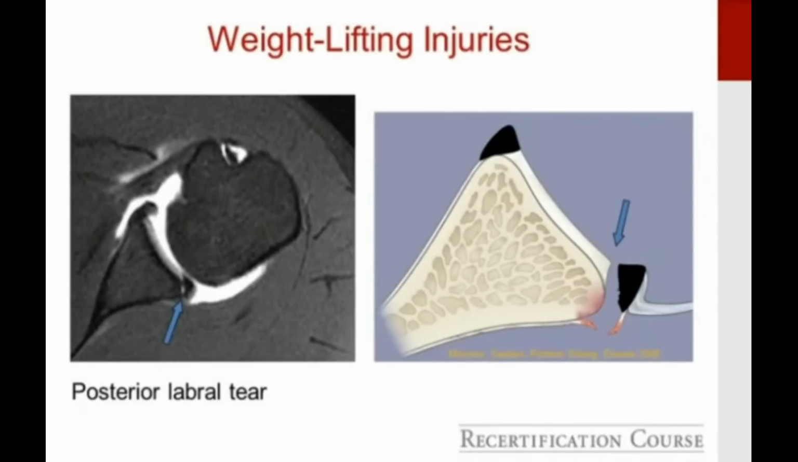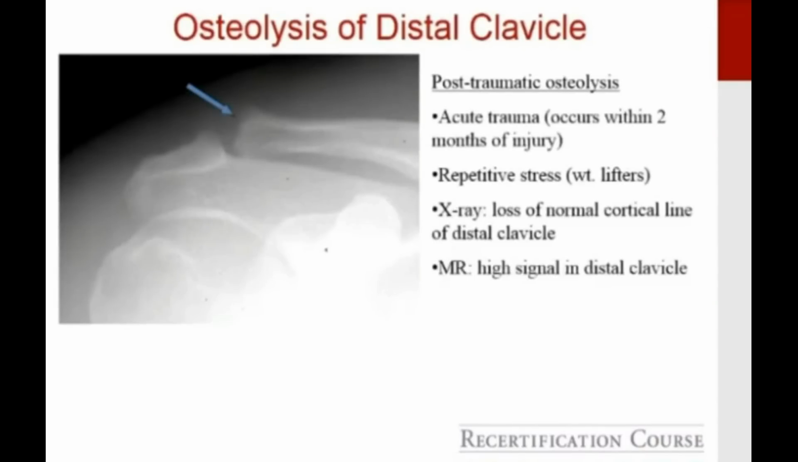A common weightlifting injury is a posterior labral tear. Here we can see the axial image through the shoulder shows that the musculature is very well developed, as you would expect with a high-end weightlifter. And then we see this fluid signal with detachment and displacement of the posterior inferior glenoid labrum, representing a posterior labral tear.